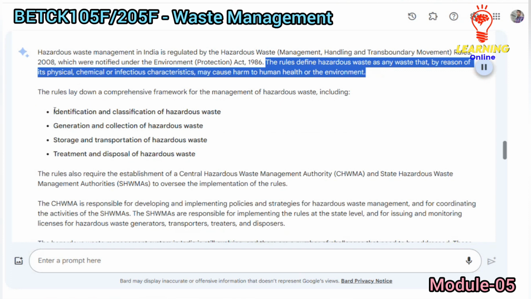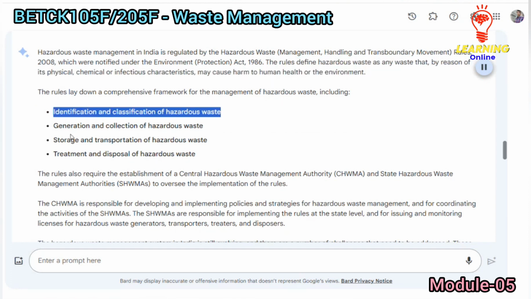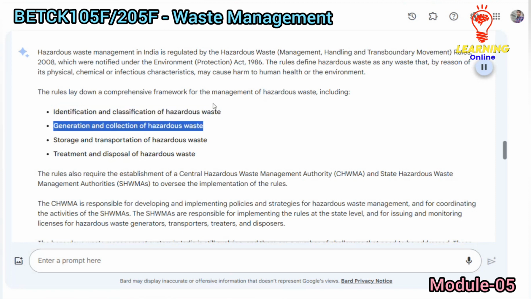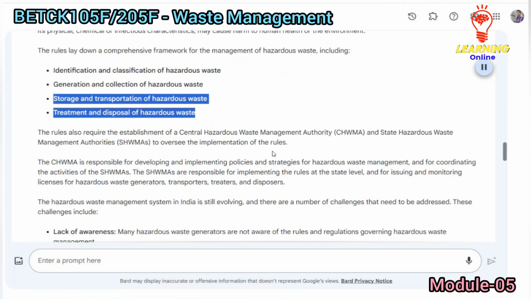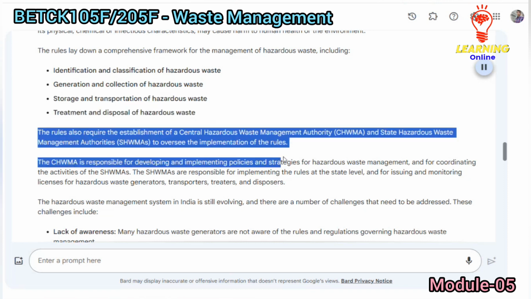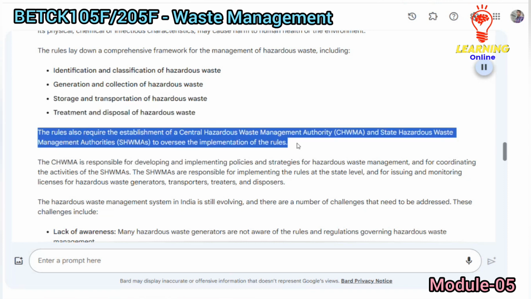The rules lay down a comprehensive framework for the management of hazardous waste, including identification and classification of hazardous waste, generation and collection of hazardous waste, storage and transportation of hazardous waste, treatment and disposal of hazardous waste. The rules also require the establishment of a Central Hazardous Waste Management Authority, CHWMA, and State Hazardous Waste Management Authorities, SHWMAs, to oversee the implementation of the rules.